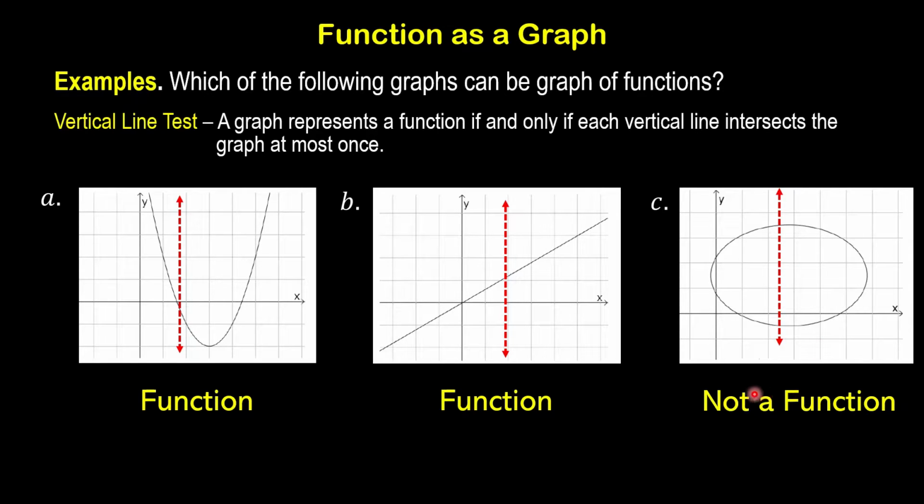Okay, so that's how you determine if the given graph is a function or not. One way to determine it is through using the vertical line test. Now, when you use the vertical line test, you take note: if the vertical line touches the graph at exactly one point, then it is a function. Otherwise, it is not a function.